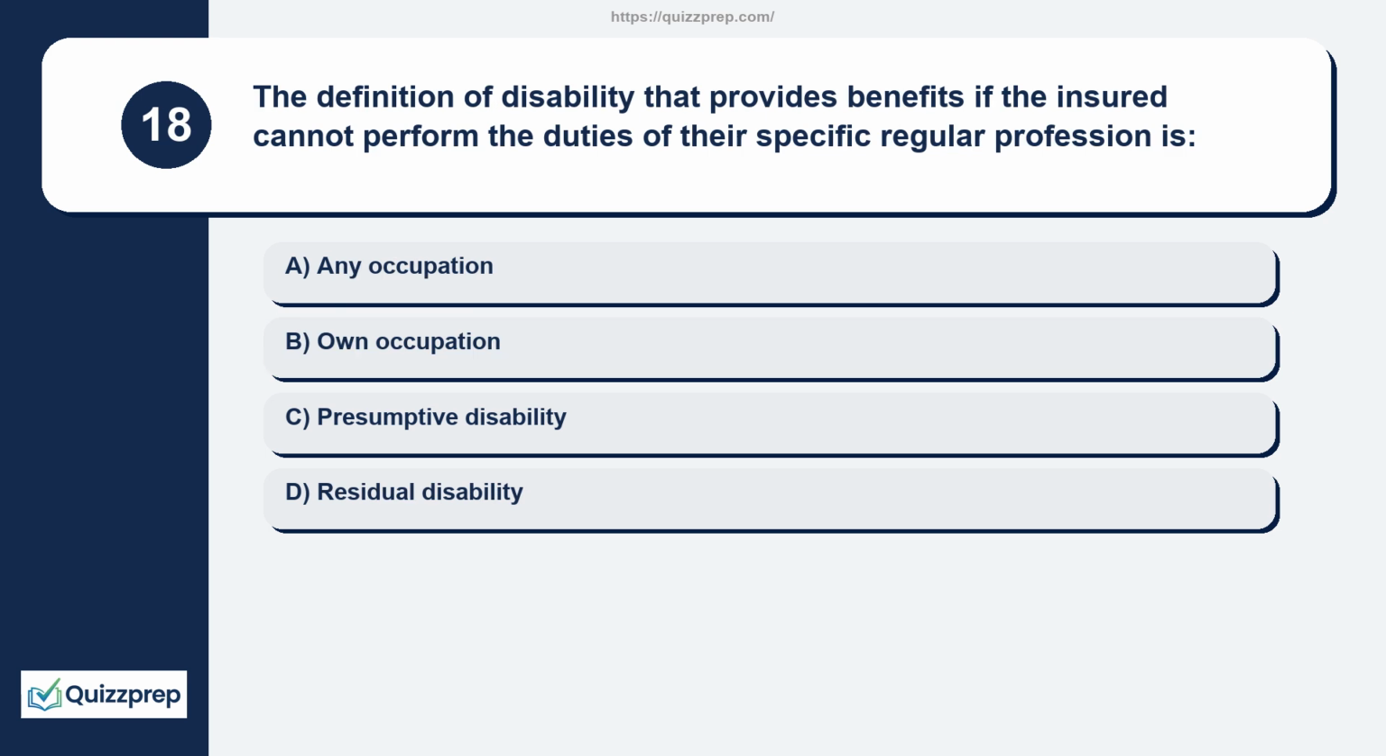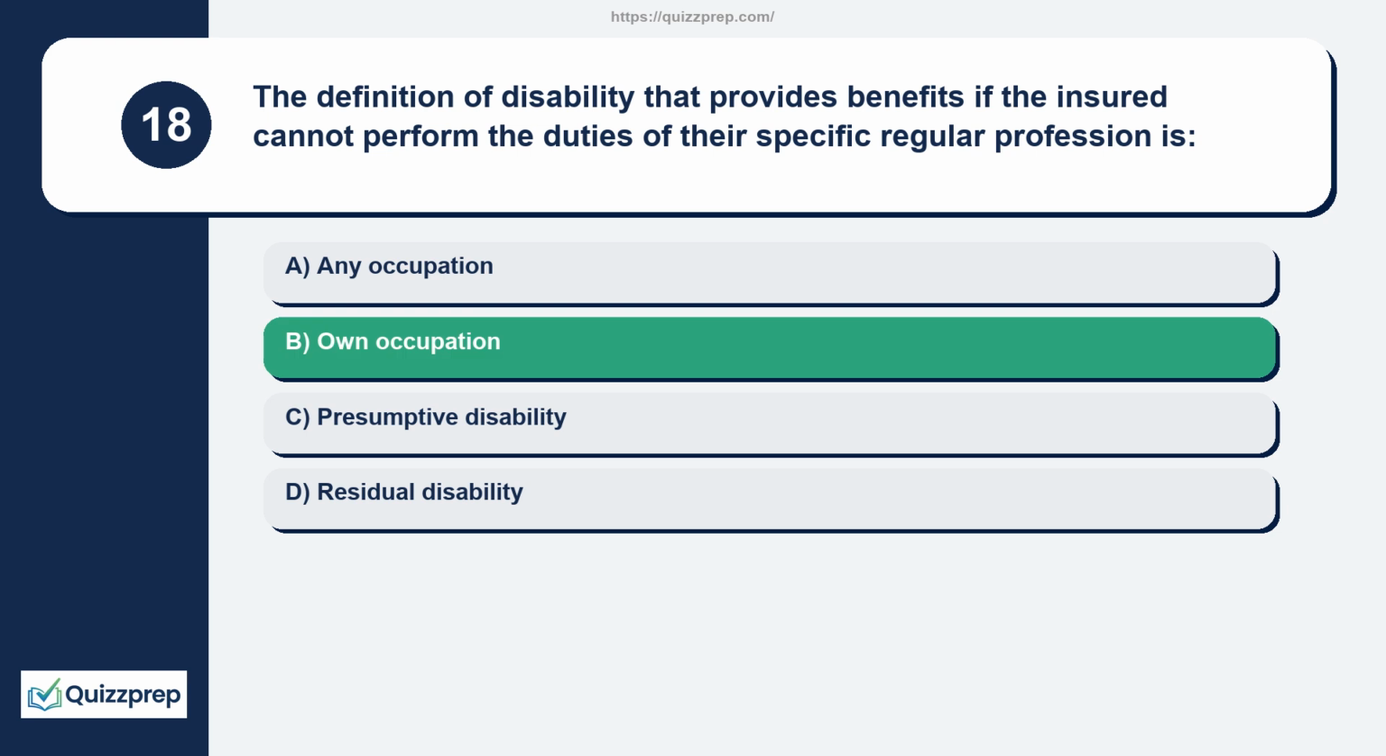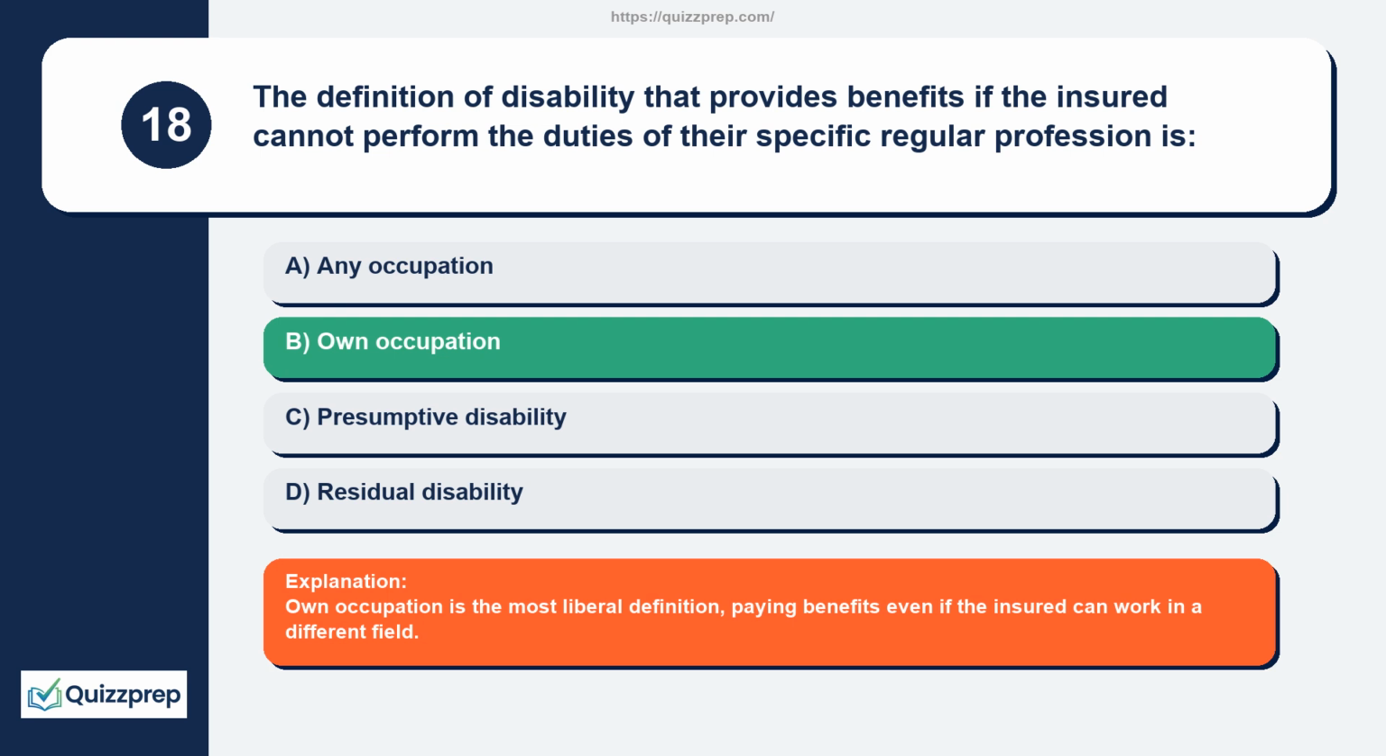Question 18. The definition of disability that provides benefits if the insured cannot perform the duties of their specific regular profession is any occupation, own occupation, presumptive disability, residual disability. Own occupation is the most liberal definition, paying benefits even if the insured can work in a different field.